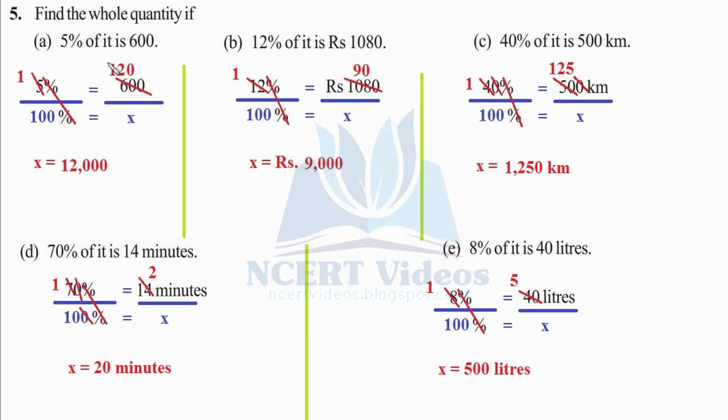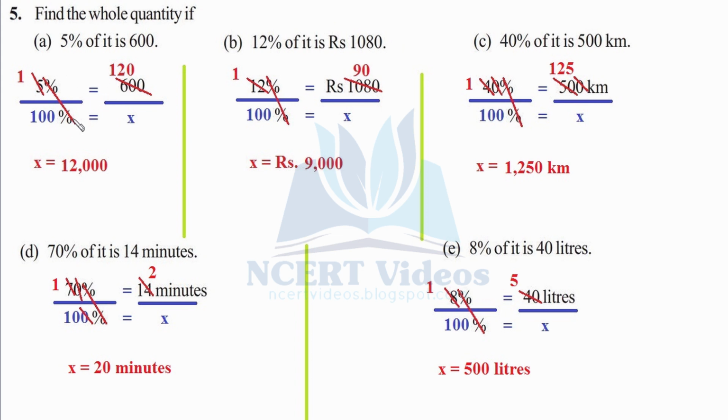There are many ways to solve it. One is the unitary method that you have learned in your previous class, but we will not follow that because it is too lengthy and time consuming as well. We will solve it with the help of proportion that uses ratios. So we go like this. 5% is how much? 600. And the number that we have to find, let us take that to be x, that is 100%. 100% means the whole quantity, because the question says that 5% of that whole or complete quantity is 600. So the complete quantity will be 100%, and that is to be found. So we have taken it to be x.